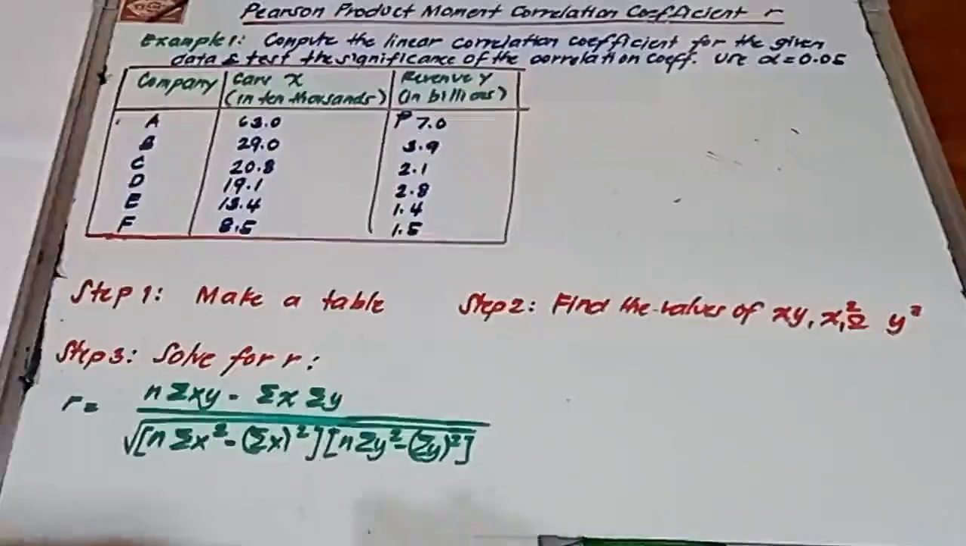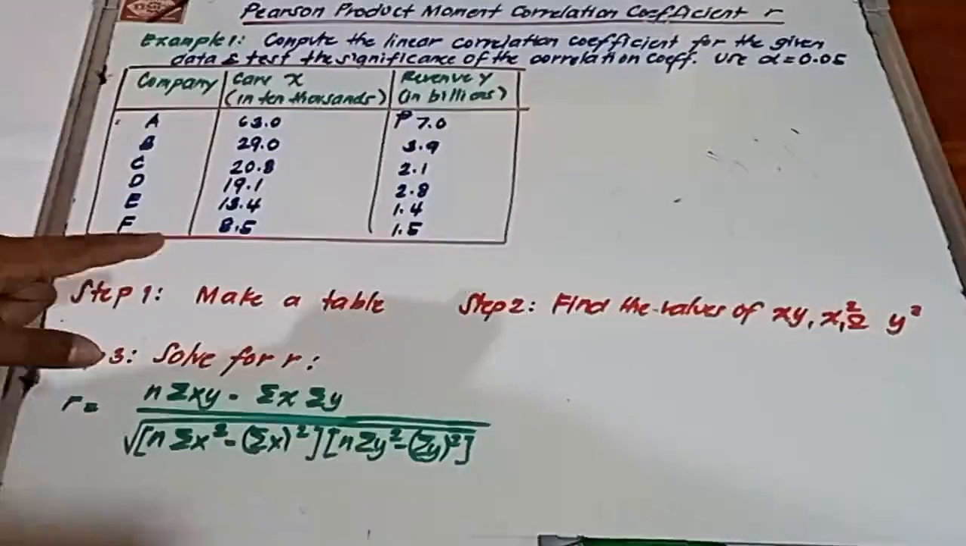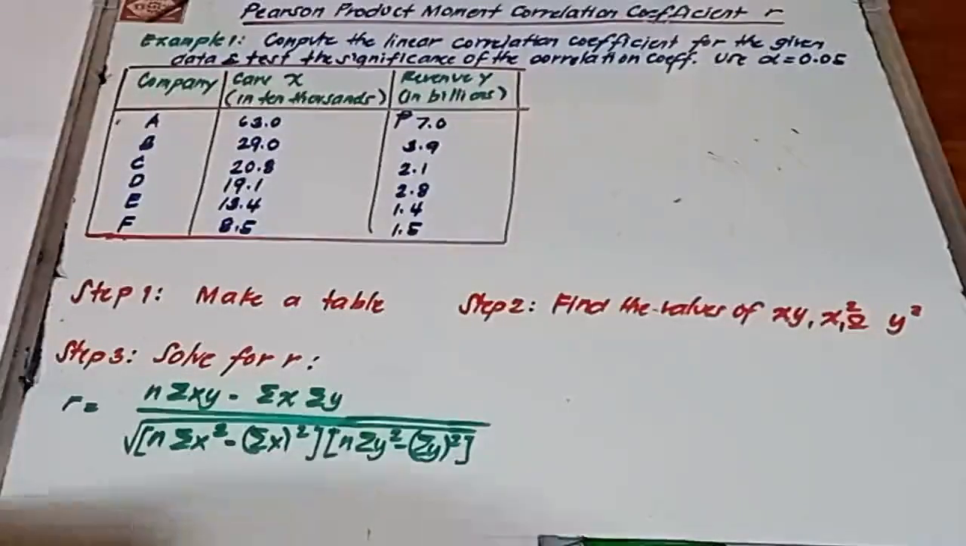Okay, good day. So in this video, you're going to learn how to compute the linear correlation coefficient r, or specifically yung tinatawag nating Pearson product moment correlation coefficient. At ang symbol na ginagamit natin for us to determine the degree of relationship between two variables ay yung small letter r. Okay, and it says, compute the linear correlation coefficient for the given data and test the significance of the correlation coefficient. Use alpha equal to 0.05.